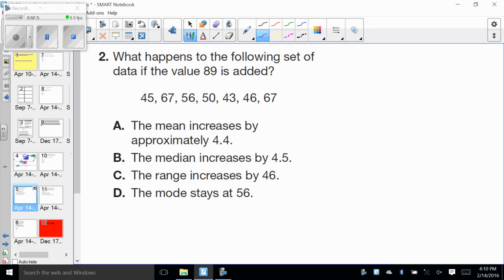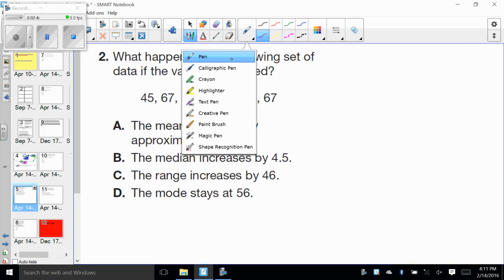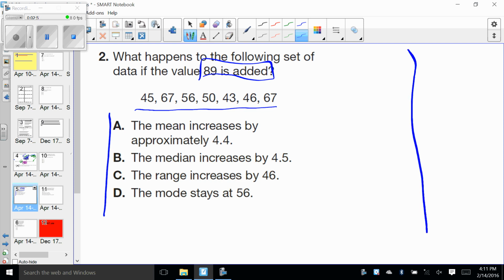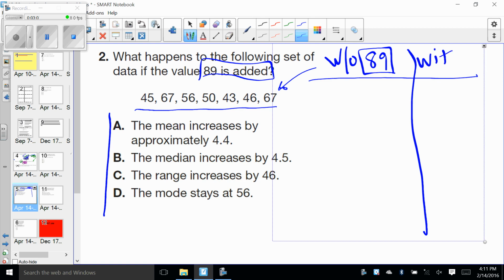Moving on to box number 2 then. This is some central tendency stuff, and we're going to have some changes happening where we have to adjust some things. It says, what happens to the following set of data if the value 89 is added? So we have all these data points, and we want to know what happens if we add 89. So what I'd like you to do is make 2 columns over here. On the left-hand side, we're going to say without the 89, just as we see it. And then we're going to say what happens with the 89. We're going to figure out the central tendencies for both situations over there.